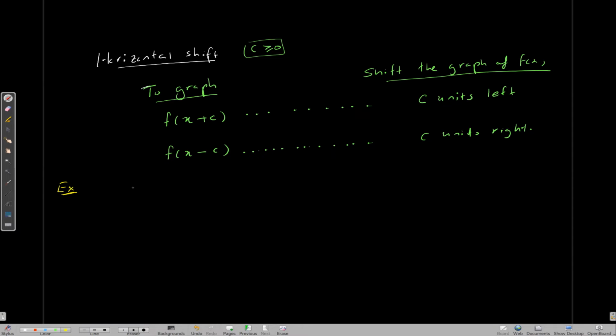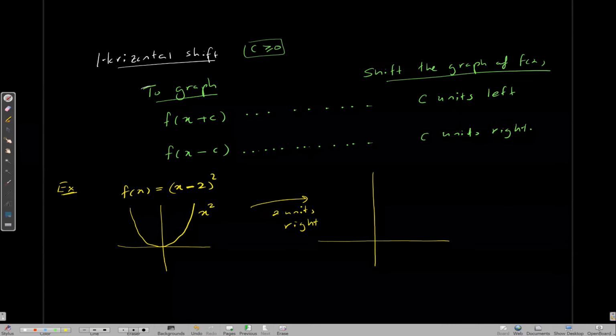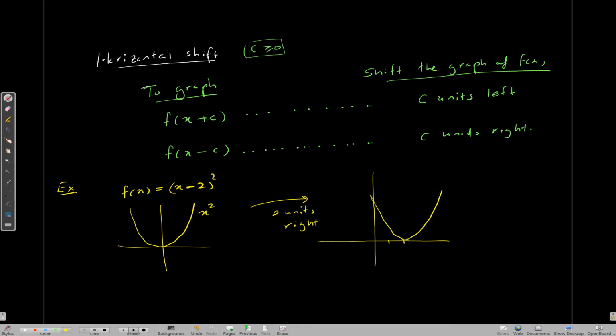Now how about this? f of x equal x minus 2 squared. According to our theory part, okay, you start with x squared. It looks like this. And see here, minus 2. So because of that you have to have 2 units right. So your graph will look like this, 1, 2. So it will look like this. Now let's actually investigate a little bit more.